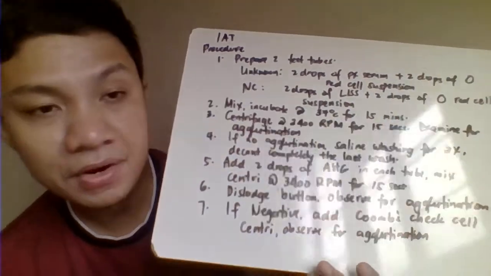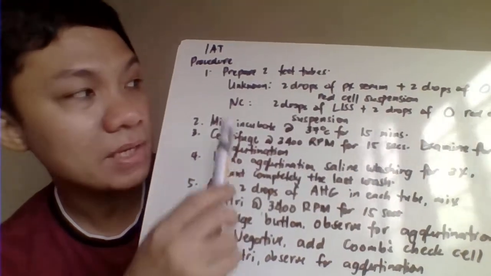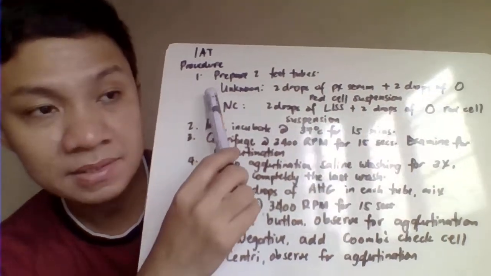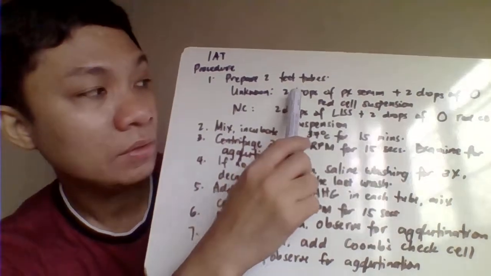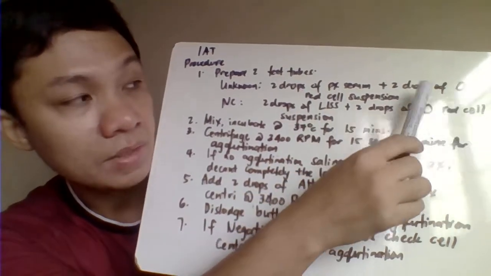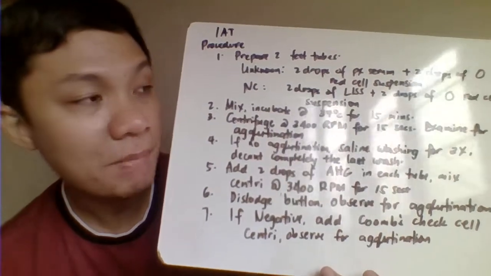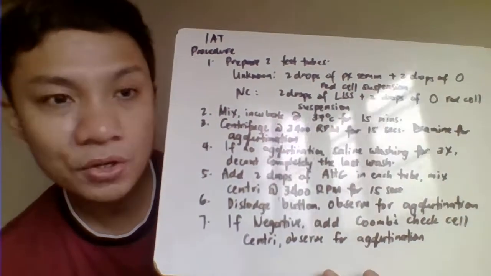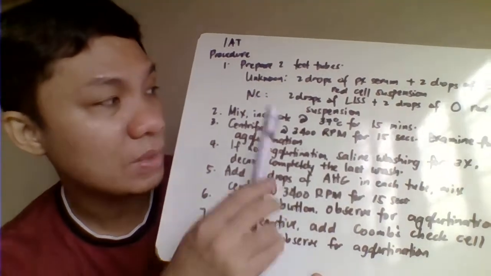Okay, procedure for your indirect anti-globulin test. You're going to prepare here two test tubes. Label that one as your unknown or your patient's. And we have also here the NC or your negative control. For the unknown, kailangan natin ng serum ni patient natin, 2 drops. Then 2 drops of your O red cell suspension. Gagawa ka ng red cell suspension coming from type O na patient. So usually 3 to 5%. So 5% ginagamit natin usually.